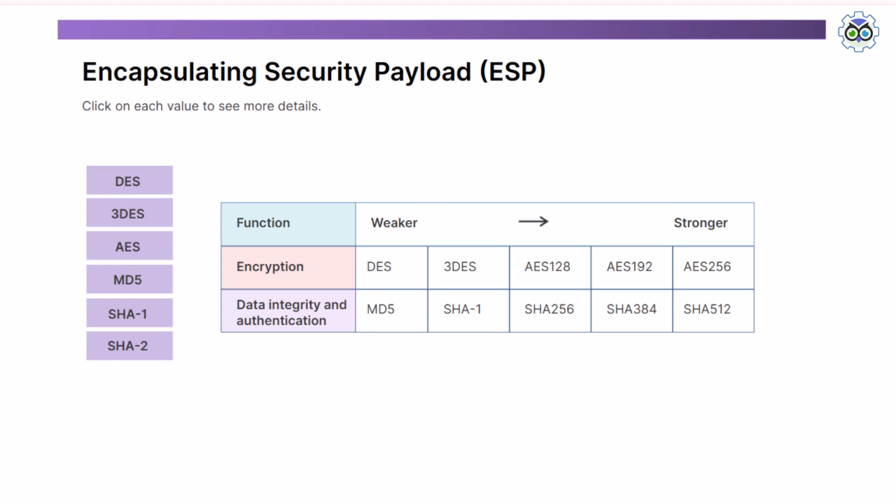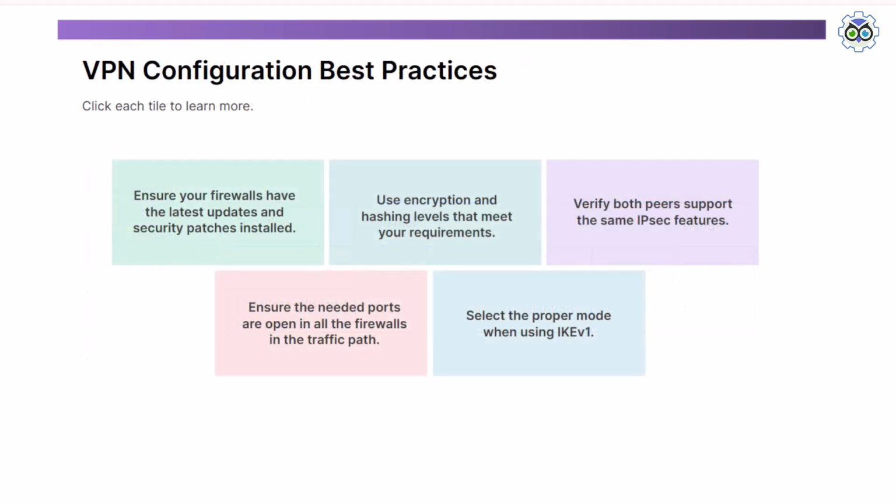Click on each value to see more details. The following are some general best practices that can help you to avoid unexpected issues when configuring VPNs with FortiGate. Click each tile to learn more.